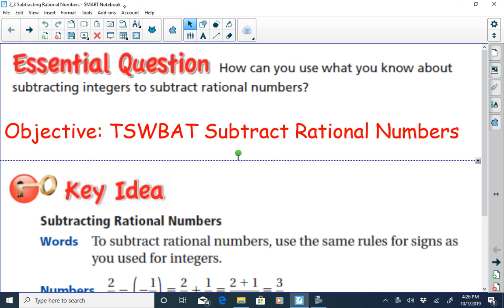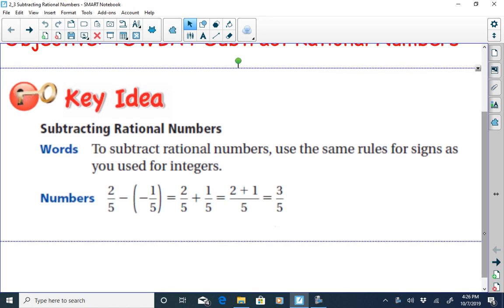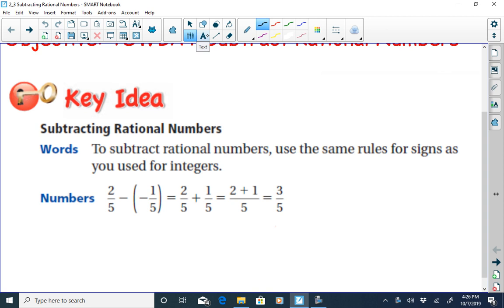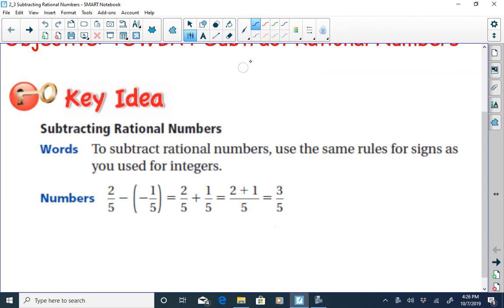Our lesson today is to be able to subtract rational numbers. When we subtract rational numbers, we want to use the same rules that we used when we subtracted integers. And when we subtracted integers, we used rules for integer addition, but we also used the additive inverse. So we want to apply the same principles, using the additive inverse and the rules for addition, when we subtract integers. So the key idea is as follows.